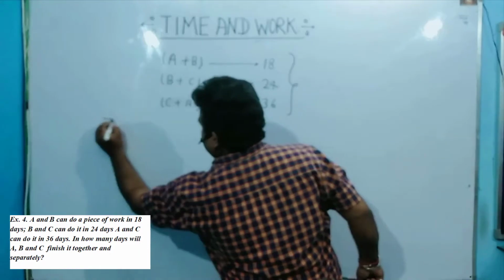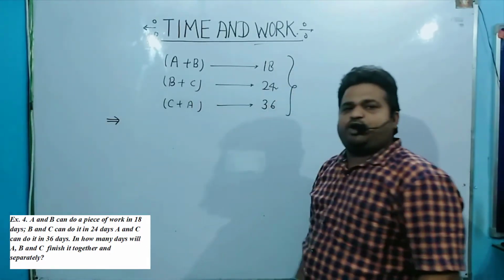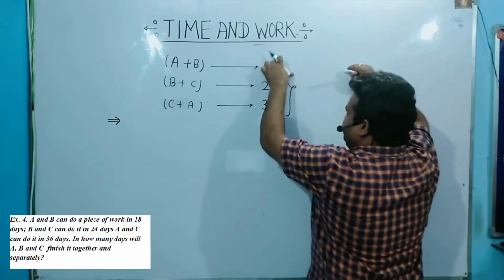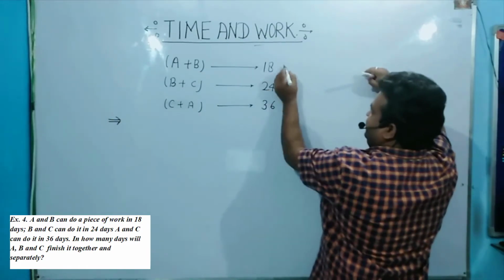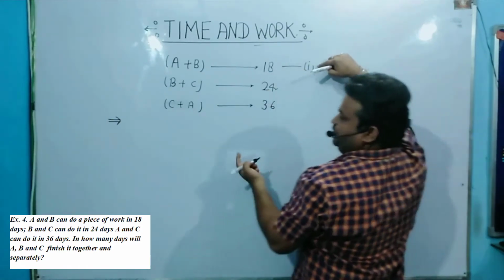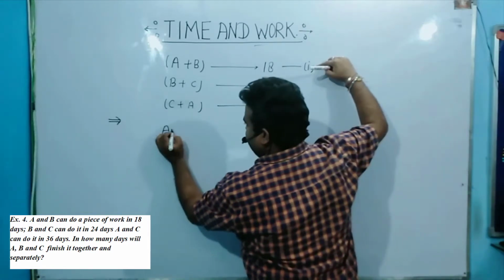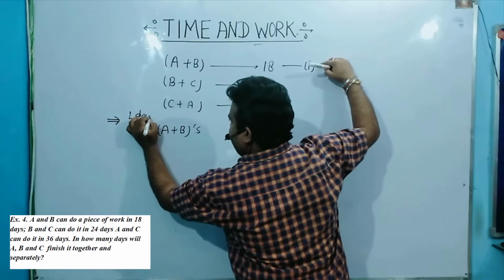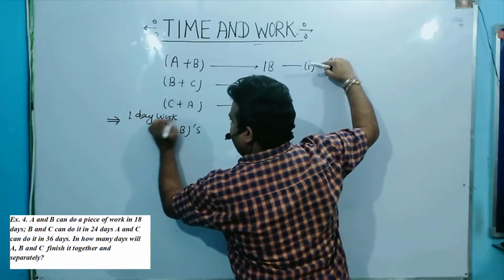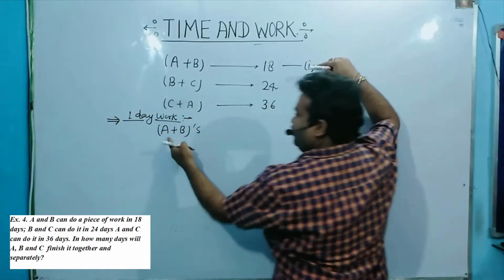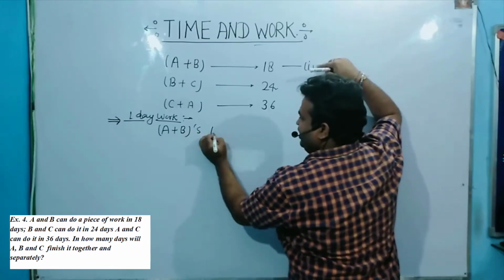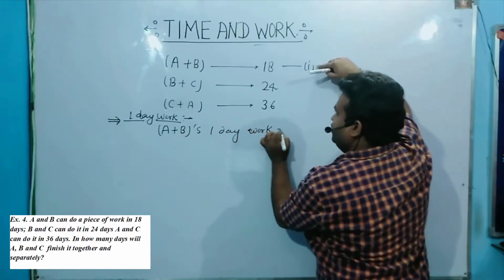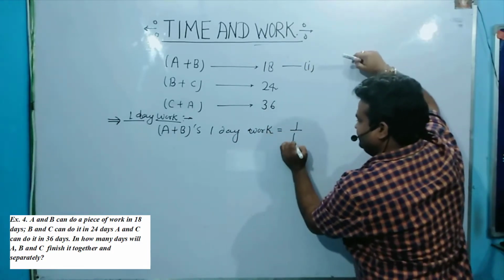Now, what is your concept? My concept is to find out one day work first. So from equation 1, I am calculating A and B's one day work. So what is A and B's one day work? A and B's one day work is equal to 1 by 18.